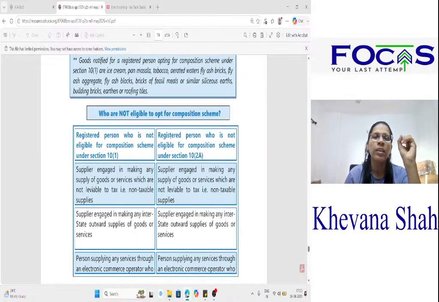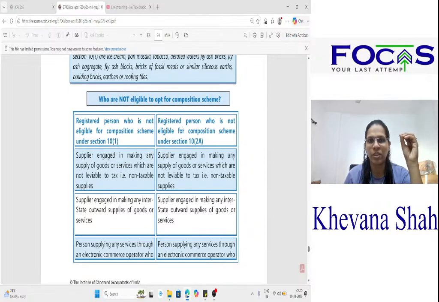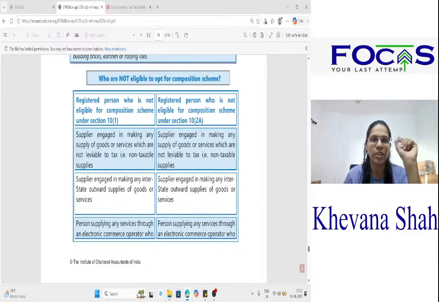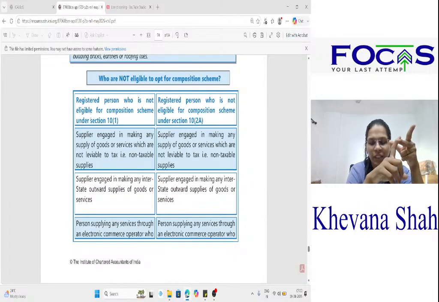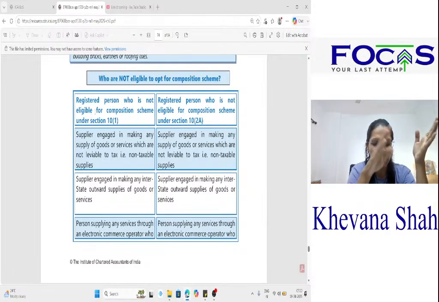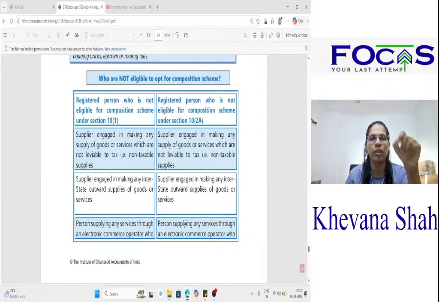Now, there are certain specific people who are not eligible to opt for composition scheme. So in the first column we have registered persons who are not eligible for composition scheme under section 10(1). As we have seen earlier, for composition scheme you have section 10(1) and section 10(2)(a). So who are the people who are registered but not eligible for applying for composition scheme under section 10(1)? If you are a supplier engaged in making any supply of goods or services which are not leviable to tax, that is non-taxable supplies.